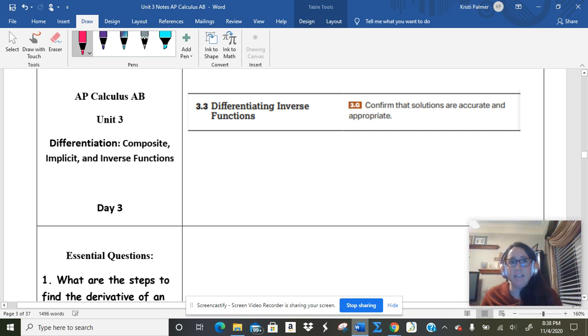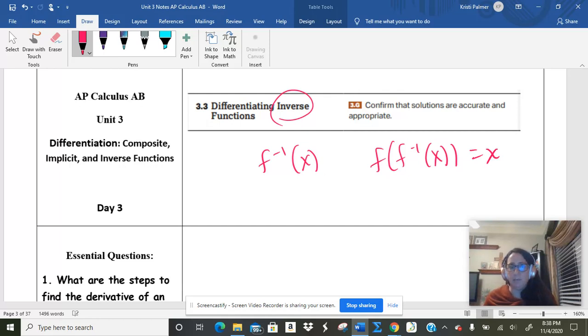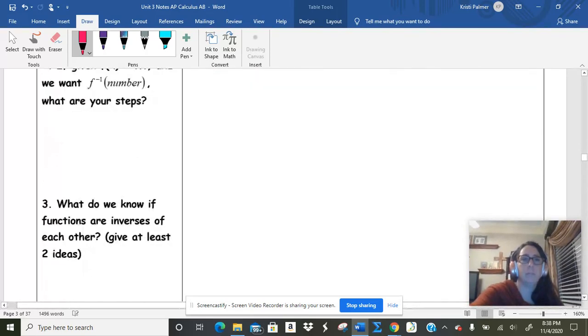Okay, we are in day 3 of Unit 3, and we're going to be talking about inverse functions, like functions that are inverses of each other. And you may remember some things back, like if you take f of f inverse, then you get x. Okay, so lots of things from Algebra 2 and pre-calculus that we want to remember about inverse functions, but we are going to talk about some rules with differentiating those.